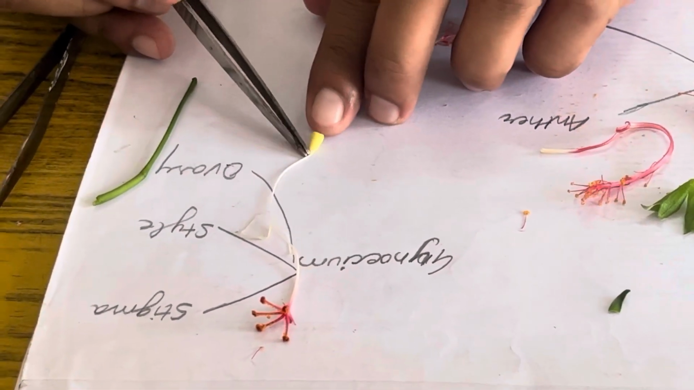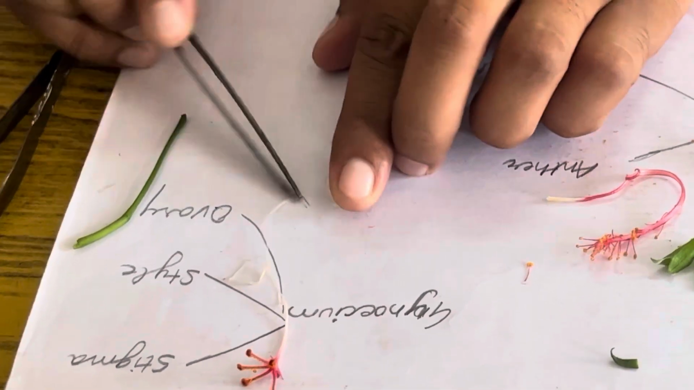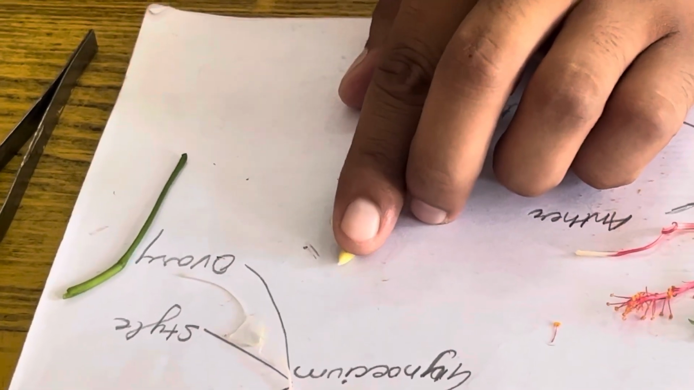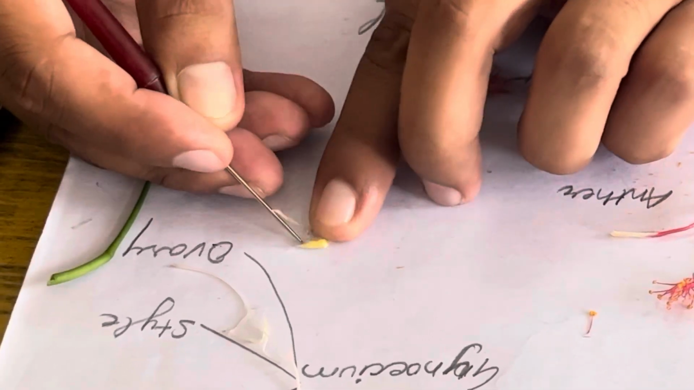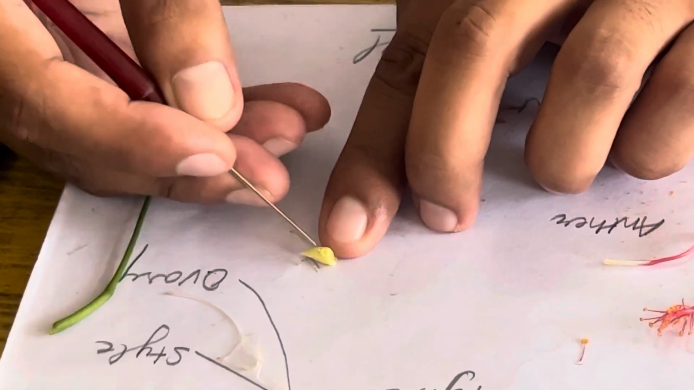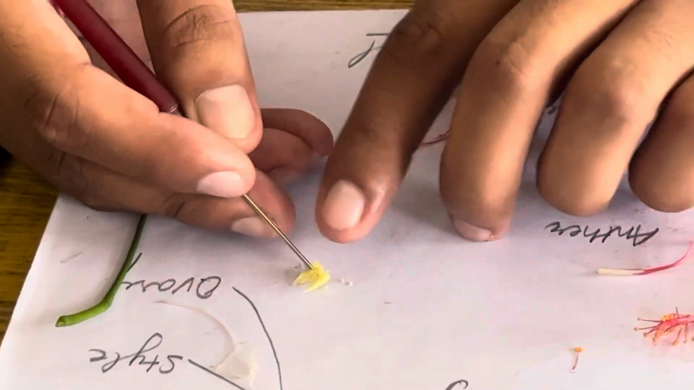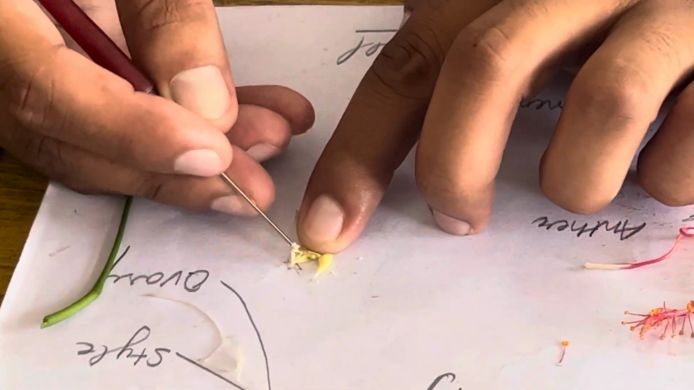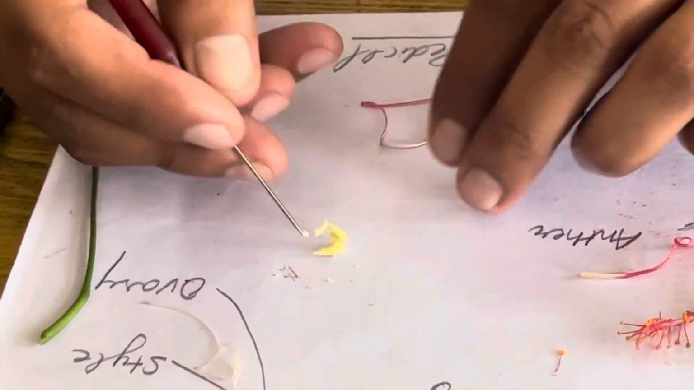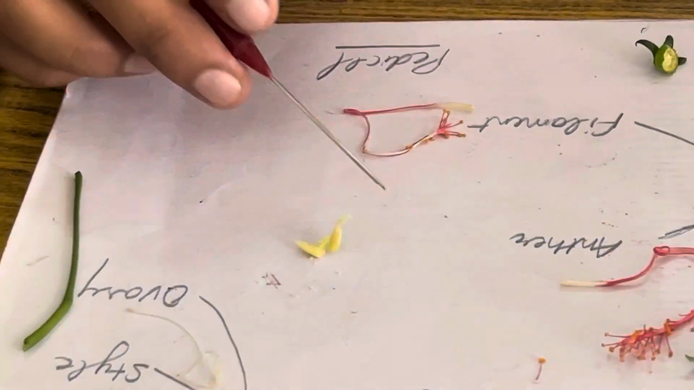Now we have to remove the ovary. This ovary is removed, and by looking closely we can observe that inside the ovary there are some ovules present. This is all about the dissection of the flower.